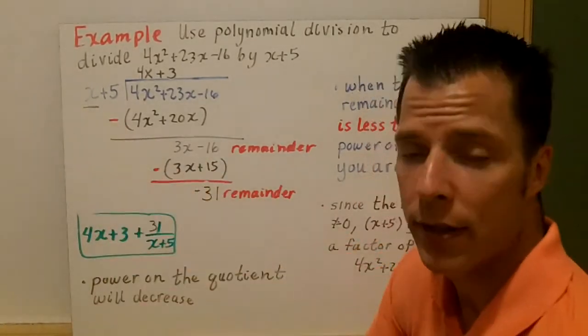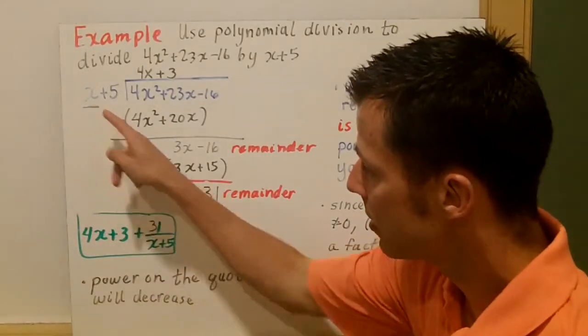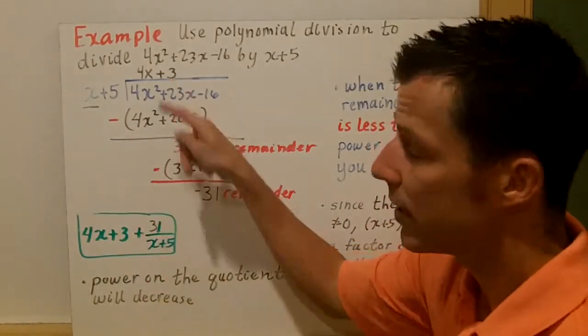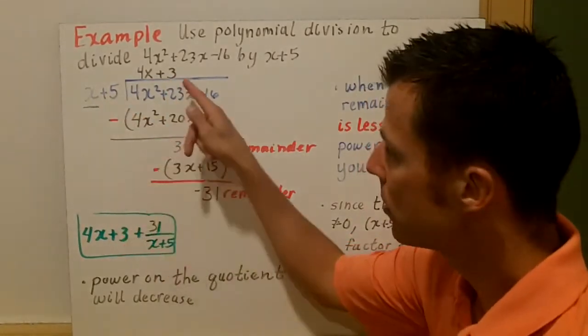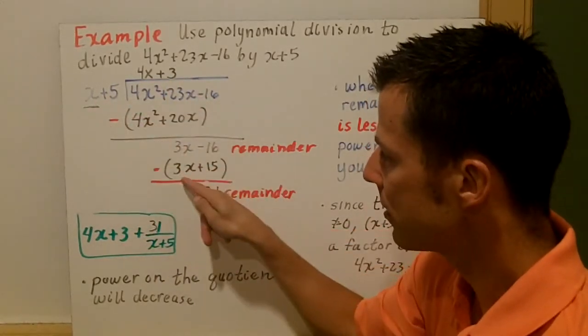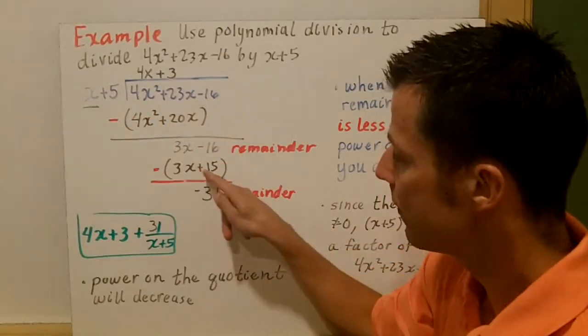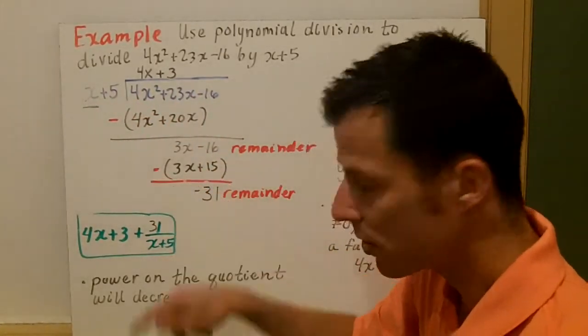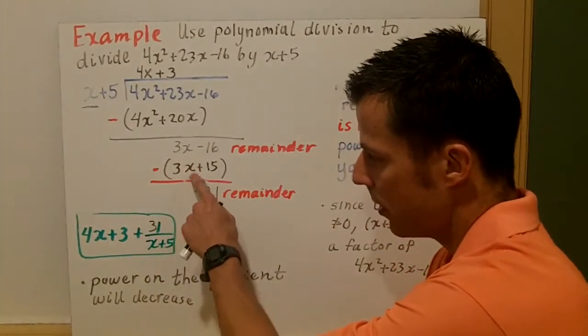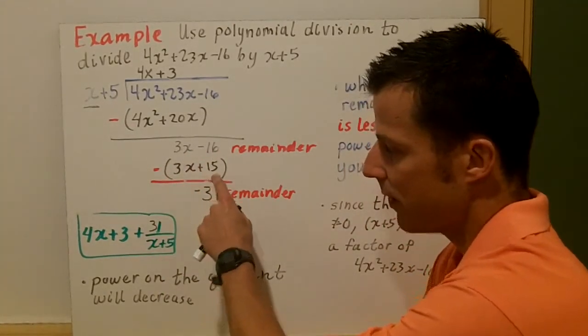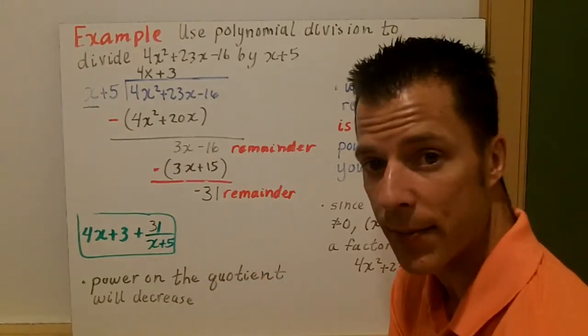Now, back to x, and my divisor. X goes into 3x 3 times. So we take that 3 and multiply to each term. So 3 times x is 3x. 3 times 5 is 15. And again, we subtract off both those numbers. So 3x minus 3x is 0. Negative 16 minus 15 is negative 31.